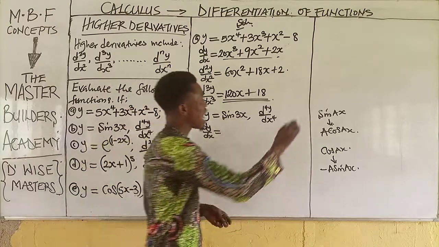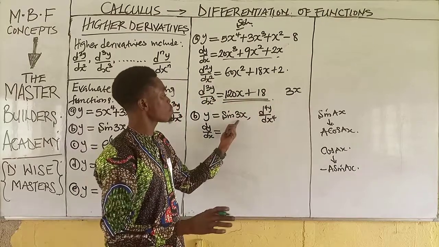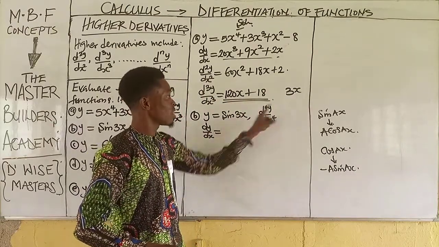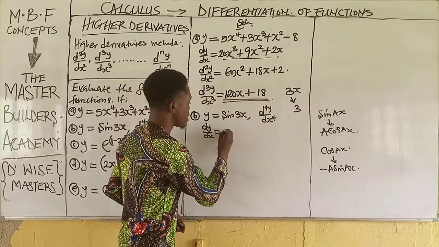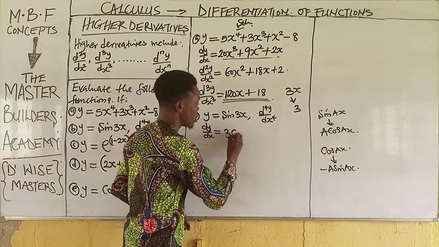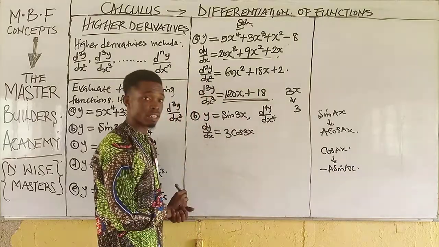What was the angle here? The angle here is 3x. Just listen to what I'm going to do here. So just bring out the angle, which is 3x. When you differentiate 3x, you have 3. So put down 3. When you differentiate sine, you have cos. Now repeat the angle. This is the first derivative.